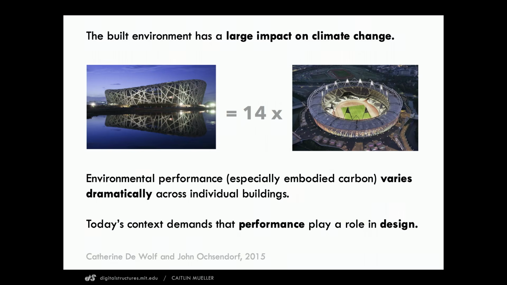And this is really central to what this sculpture is about, which is the climate crisis. 40% of global greenhouse gas emissions are due to the built environment. A large percentage of that are due to the materials and the emissions associated with them, with the embodied carbon. And this varies dramatically across examples in the built environment. For example, the Beijing Olympic Stadium on the left has 14 times the embodied carbon per seat in the stadium compared to the London Olympic Stadium.